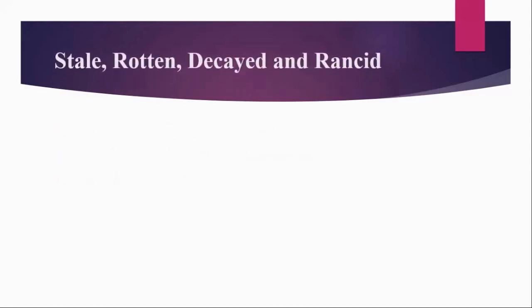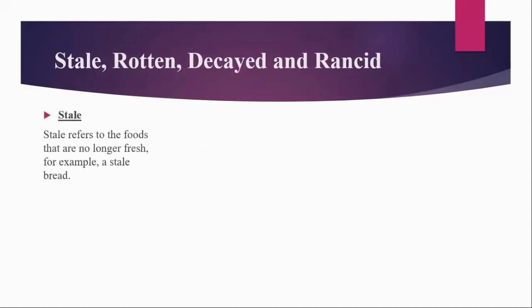All right. So now you all have found the meaning of these words. I'll discuss it with you again. So basically, stale refers to foods that are no longer fresh. For instance, stale is very commonly used with bread. So if bread is no more fresh, we say it's a stale bread.